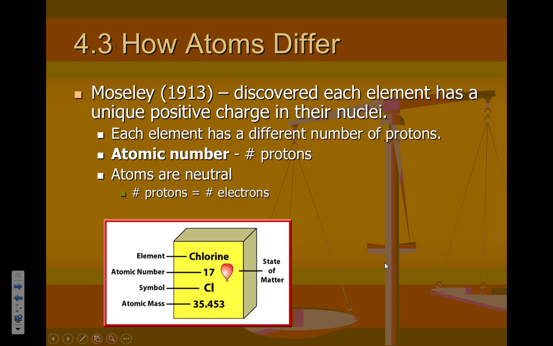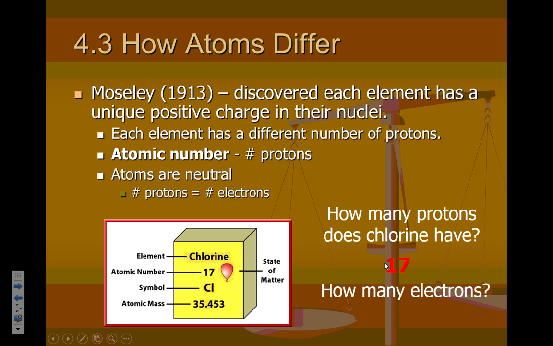So here is a picture of an element off a periodic table, and the key says that 17 is the atomic number. So how many protons? Well, that must mean we have 17 protons. And if we're talking about atomic chlorine, that would mean we also have 17 electrons.